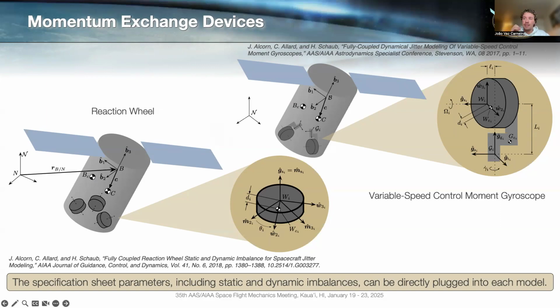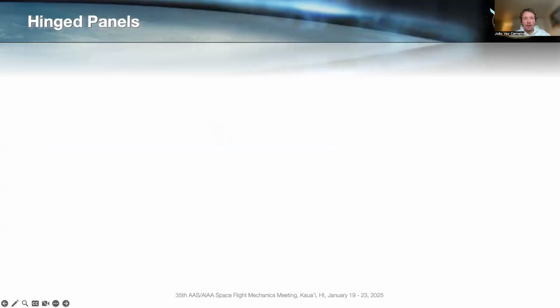Namely, the static and dynamic imbalances are modeled as actual center of mass offsets and inertia tensor off diagonal terms. And so it is a very precise approximation that you can just readily take from the specification sheet.